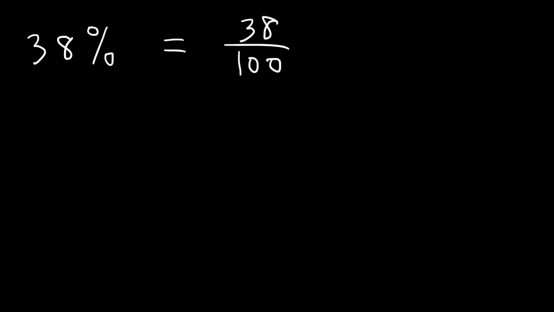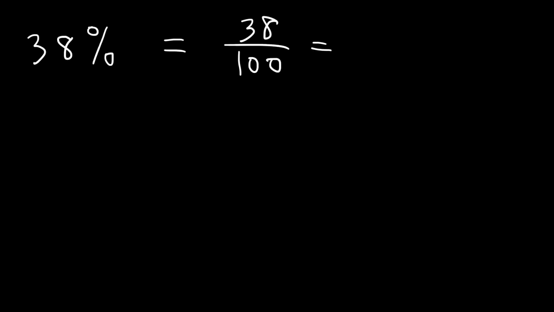In this lesson, we're going to talk about how to convert a percent into a fraction. So let's start with 38%. How can we convert this into a fraction? Well, you need to know that 38% is equivalent to 38 divided by 100. Percentages are based out of 100. Now, once you have this fraction, all you need to do is reduce it.